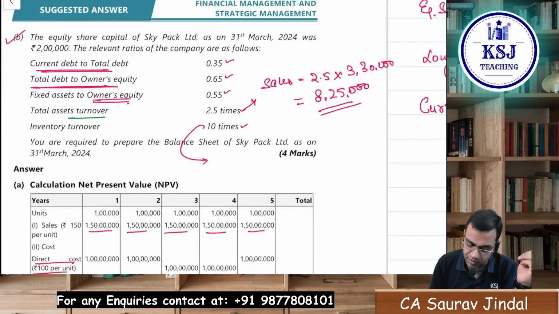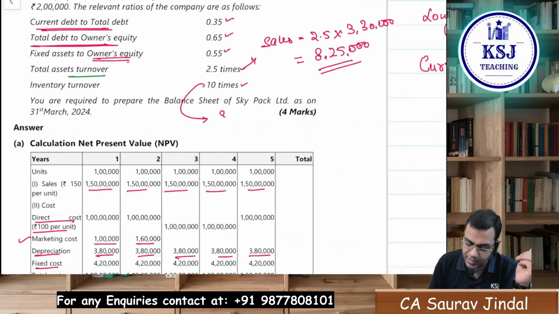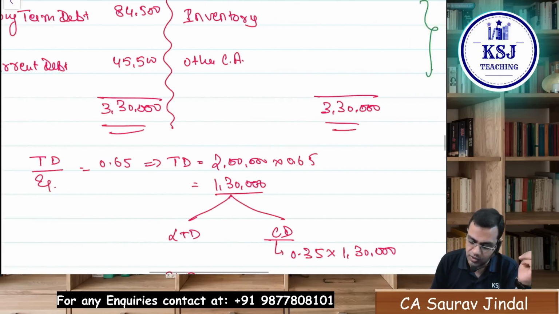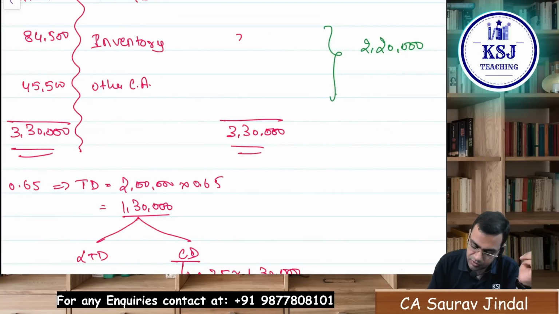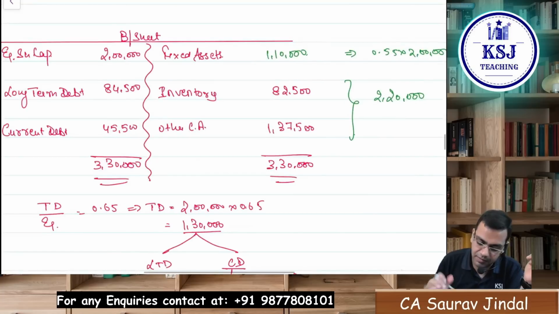Inventory turnover ratio can be calculated on sales also, sir. 8,25,000 divided by inventory will be equal to 10. So inventory will be how much? Inventory will be 82,500. So what will be the other current assets? 1,37,500. Balance sheet complete, sir.